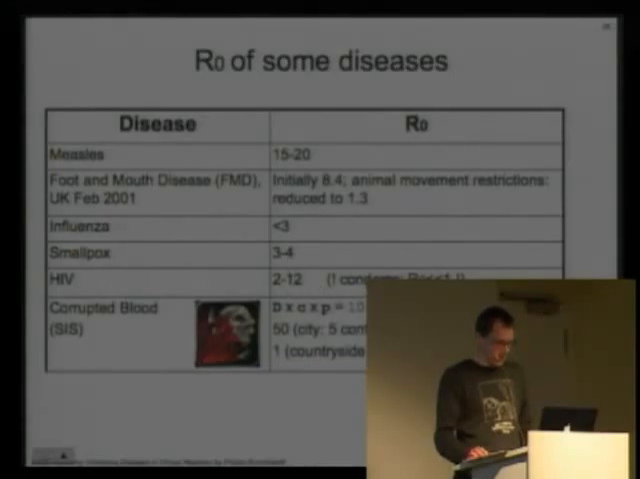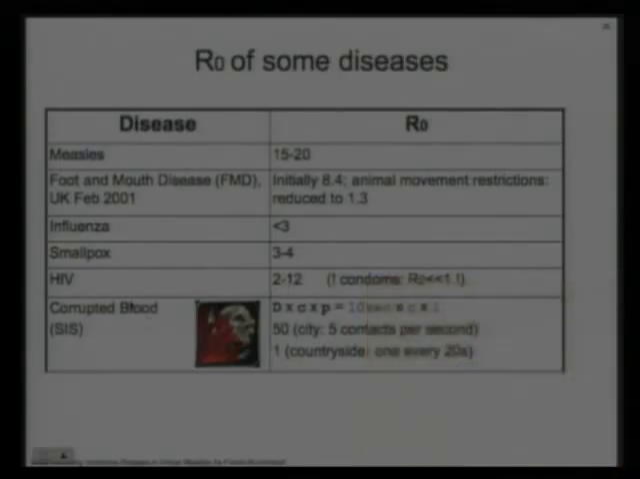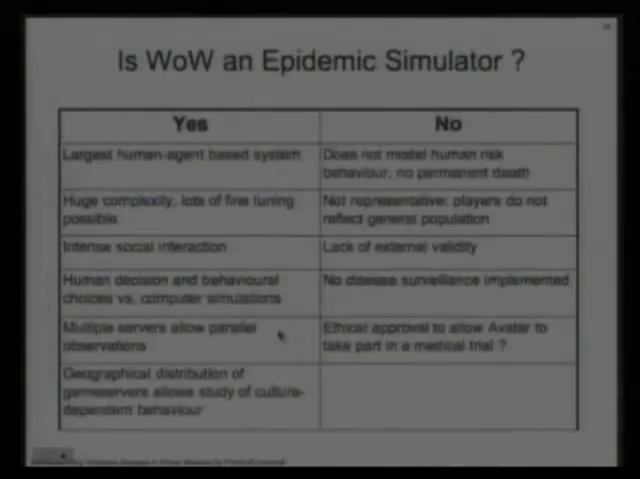Yes, public health message, condoms protect against HIV. And corrupted blood, if you take the SIS version, you have a duration of 10 seconds. And if you have 5 contacts per second in the city, you have an R0 of 50. And this is just insane.